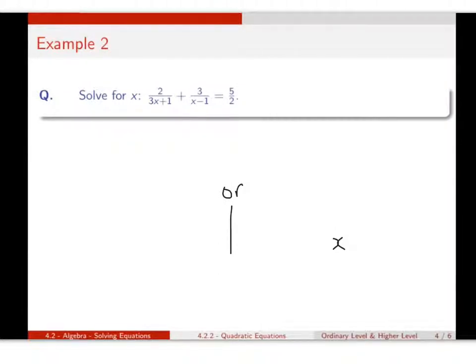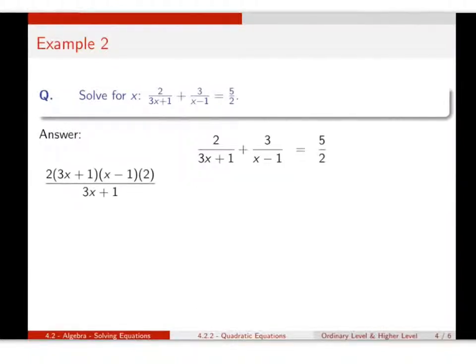A second example, let's solve for x. With the fractions 2 over 3x plus 1 plus 3 over x minus 1 equals 5 over 2. So to solve this, let's get rid of the fractions because fractions are a bit difficult to work with. So let's multiply across by the three denominators: 3x plus 1, x minus 1, and 2.